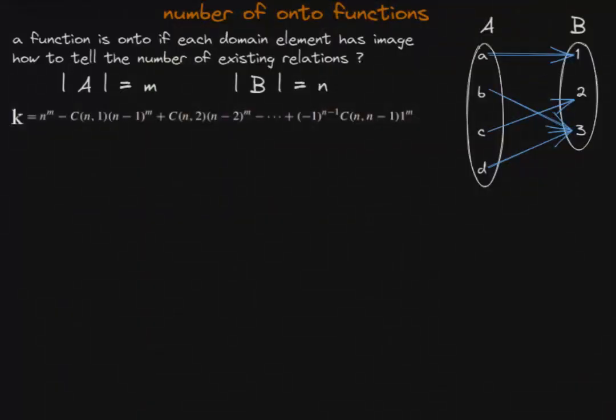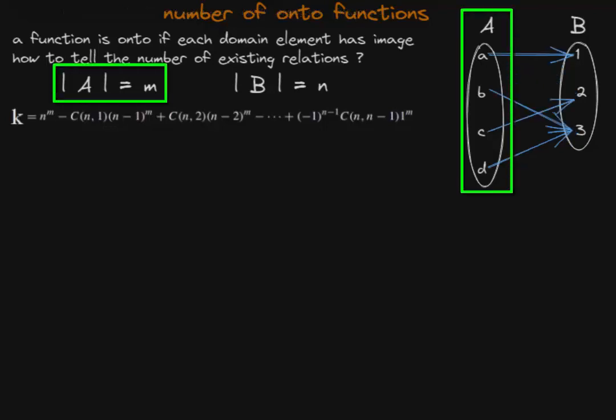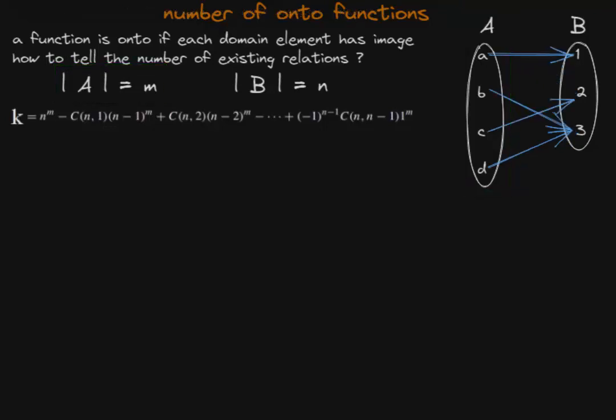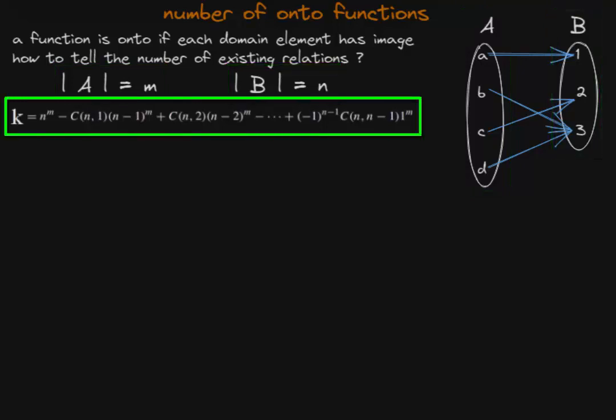The following discussion is closely related to combinations as well. Remember what a onto function is. It's a relation where all the range elements are linked to some domain element. How to tell how many combinations from set A to set B there will be? Well, having m as the number of elements in the domain and n as the number of elements in the range, this number k is obtained through this formula.